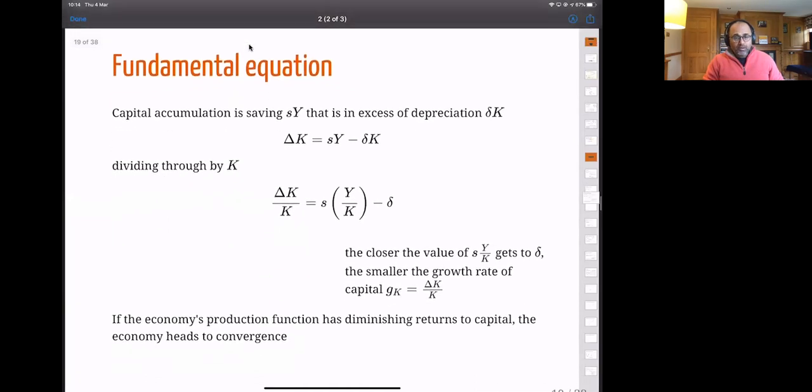So what happens in a world where there's no population growth? It's really simple. This is saving.